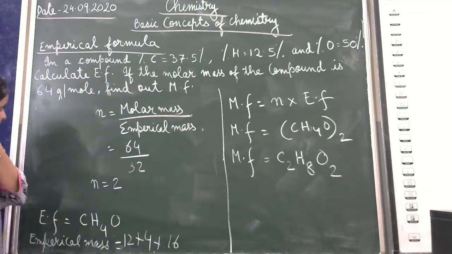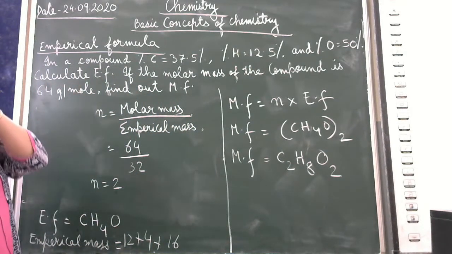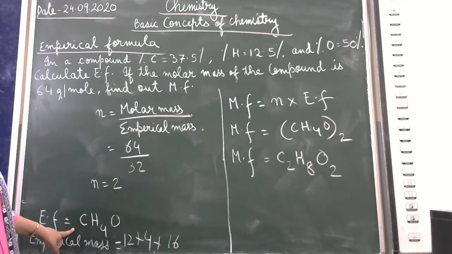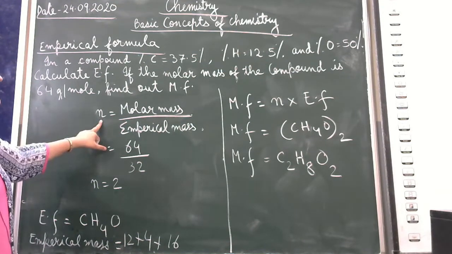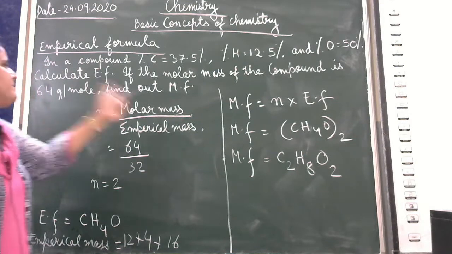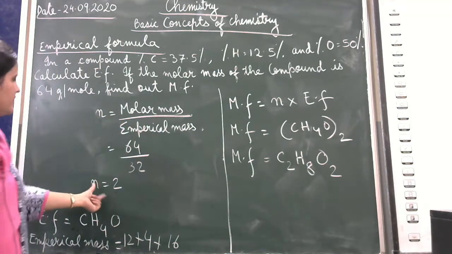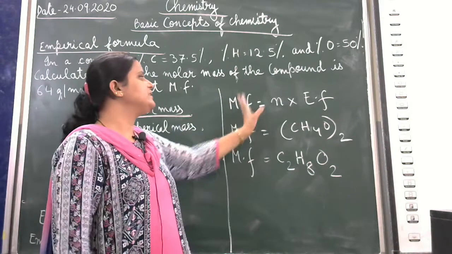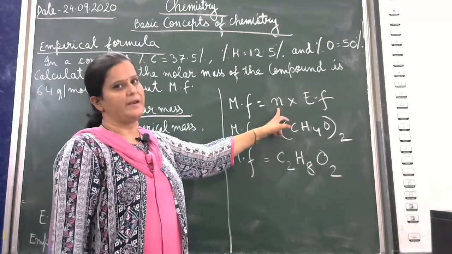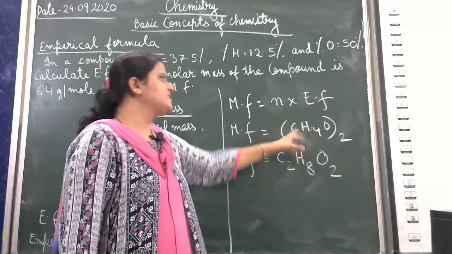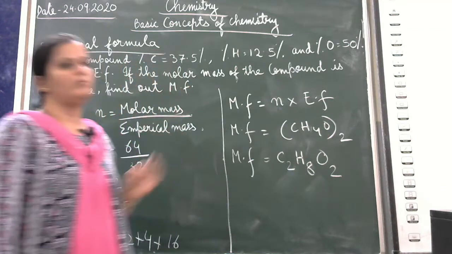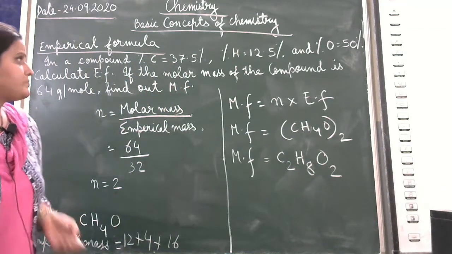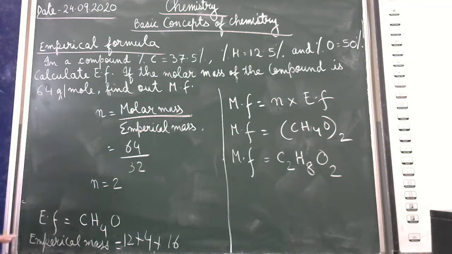I hope everyone has understood that I have calculated the empirical formula. Once I calculate the empirical formula, I am going to calculate a factor n. How is this n calculated? Molar mass divided by empirical mass. Once you get this n, molecular formula is empirical formula into this factor n. So this is my empirical formula which I have already calculated. Just multiply it with the n factor, you will get your molecular formula. Clear everyone? Now this empirical formula topic is over.